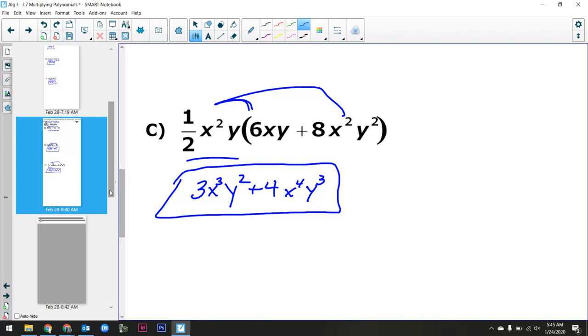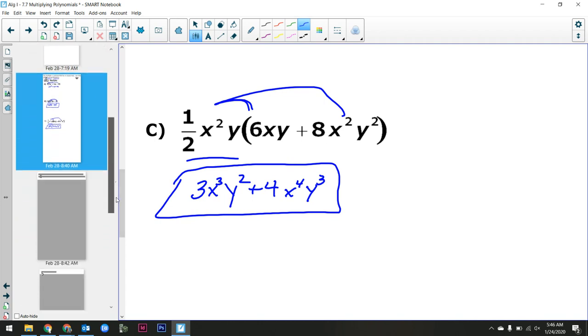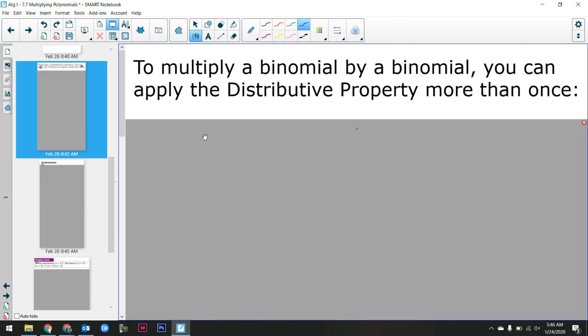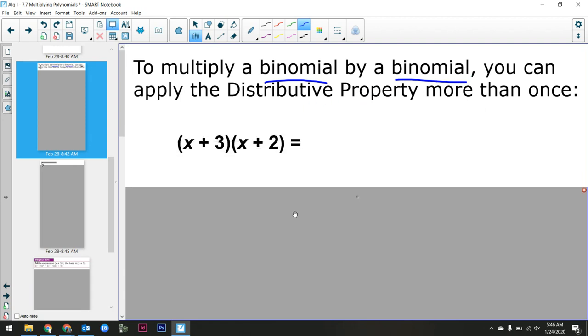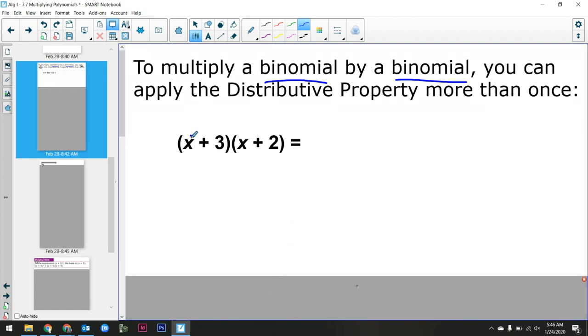All right, so what we did in the last two slides was a monomial times a monomial, and then a monomial times a polynomial. So what if we've got a binomial times a binomial? Well, we basically do the distributive property more than once. Here's what we've got. I'm going to take x times x. I'm going to treat this binomial as two separate pieces. Binomial, two pieces, right? So I'm going to distribute into the second one here, and then I'm going to go here.